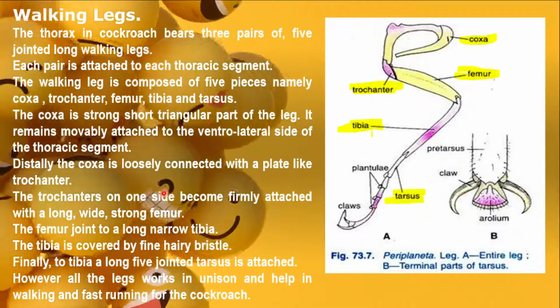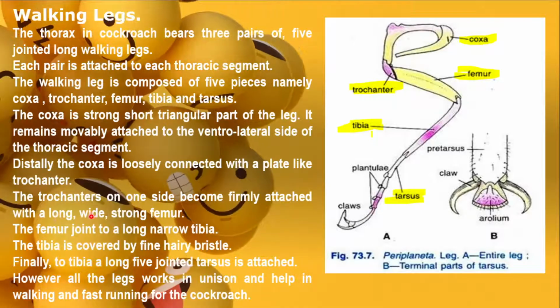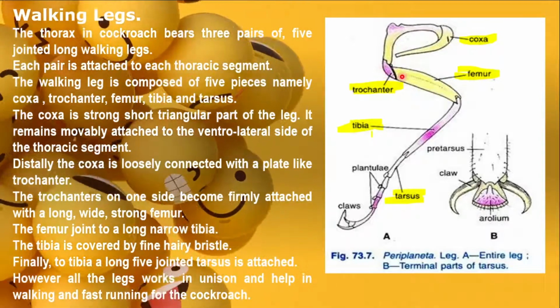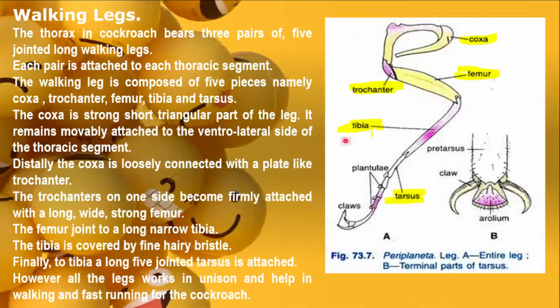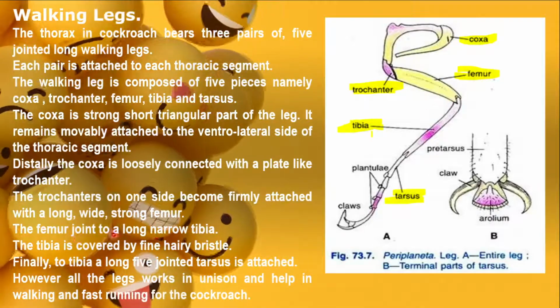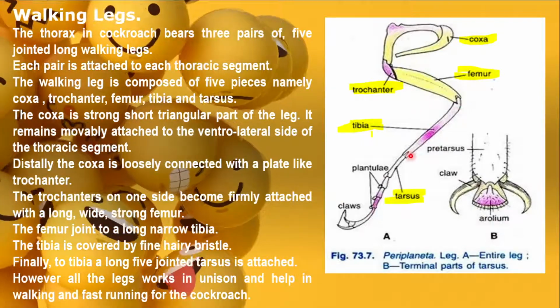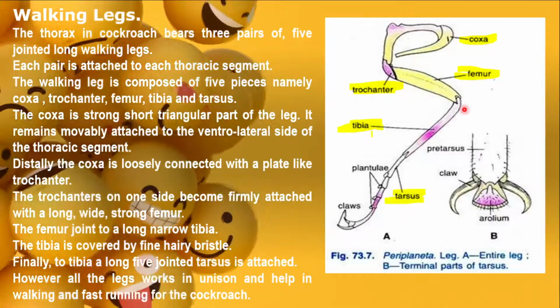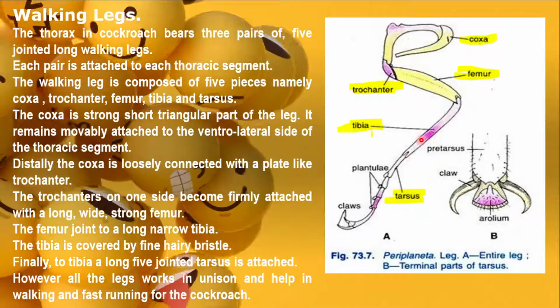The trochanter on one side becomes firmly attached with a long, wide, strong femur. So the third part is femur. Now the femur joins to a long, narrow tibia. This femur is forwarded in the posterior direction, and it forms a narrow, long structure which is called the tibia. So the fourth part is tibia.